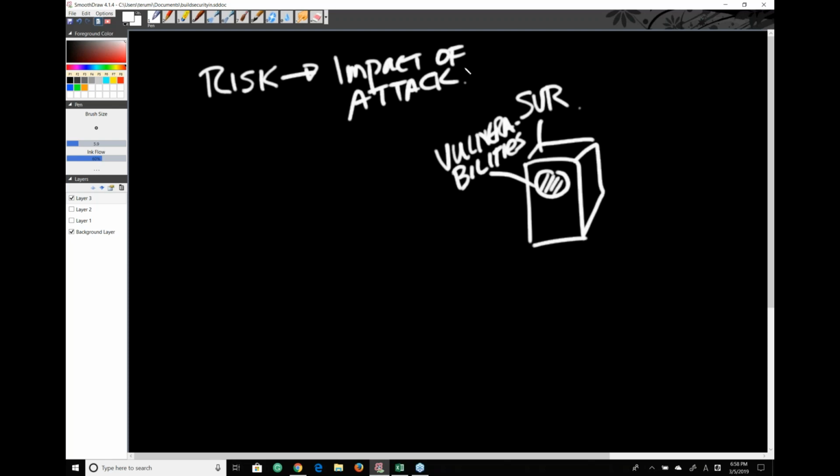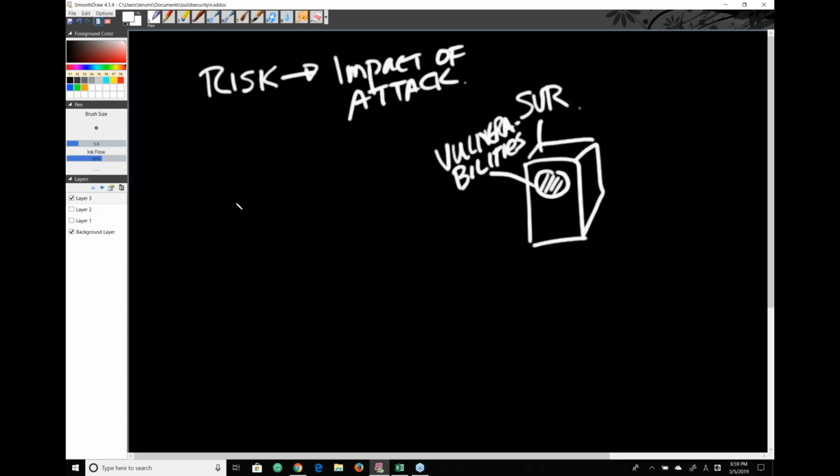Whatever is being attacked could be destroyed down to the ground, but if it's worth nothing, then there's really no impact. So you have to look at the thing and ask, what is the impact to me? Am I going to lose money over this? Am I going to lose reputation over this? Am I going to lose anything else over this? Then you start to prioritize based on risk. So the vulnerability is a weakness that has a certain impact to your organization.